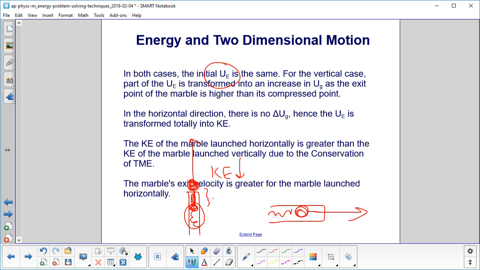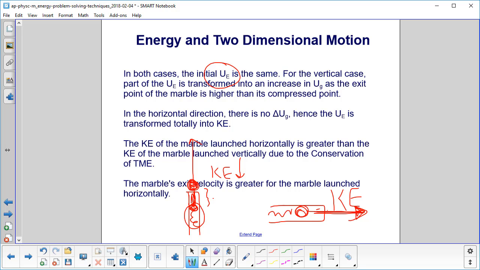Over here, you're at the same gravitational potential energy as when you started. So your marble is not transferring any of its energy to gravitational potential energy. So it all goes into kinetic energy. So therefore, more kinetic energy, greater velocity. Therefore, if you're going to launch a marble and you want a higher exit velocity, aim it horizontally.